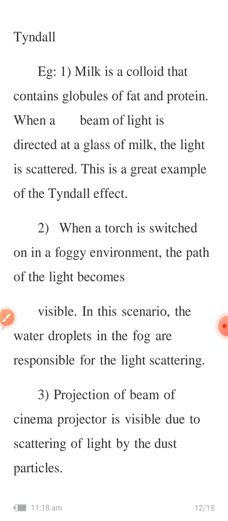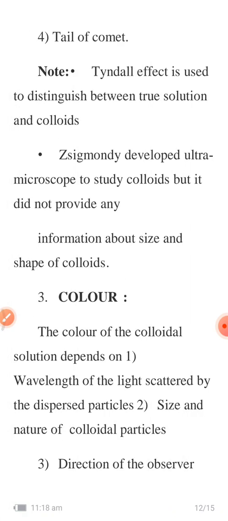And when a torch is switched on in a foggy environment, the path of light becomes visible, right? So this you might have observed. In this scenario, water droplets in the fog are responsible for the scattering of light. And the projection of the beam in a cinema projector is visible due to the scattering of light by dust particles. So all these are examples of the Tyndall effect. Tyndall effect is also used to distinguish between true solutions and colloids.